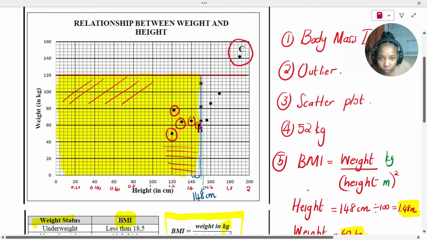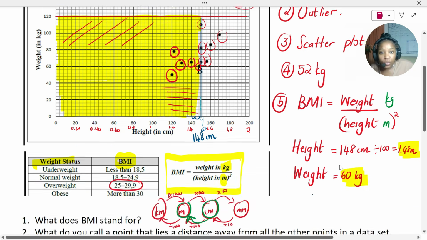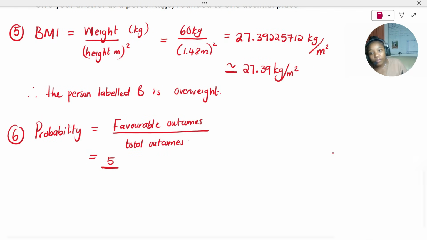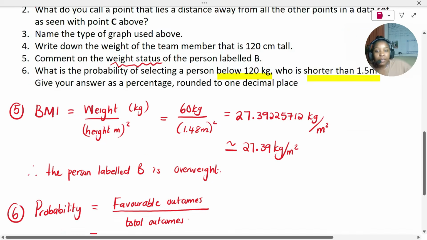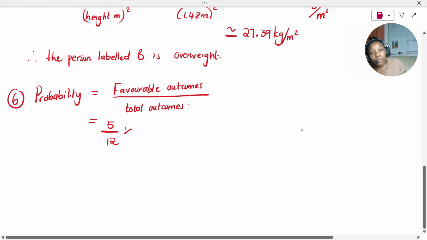So we've got 1, 2, 3, 4, 5, 6, 7, 8, 9, 10, 11, 12. So the total outcomes is 12. Okay, and then what did they say there? We need to give our answer as a percentage. All that we need to do is multiply by 100 and then done.